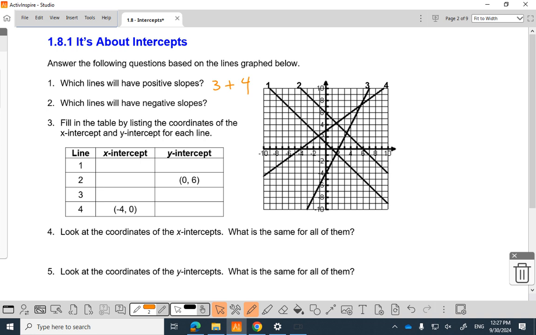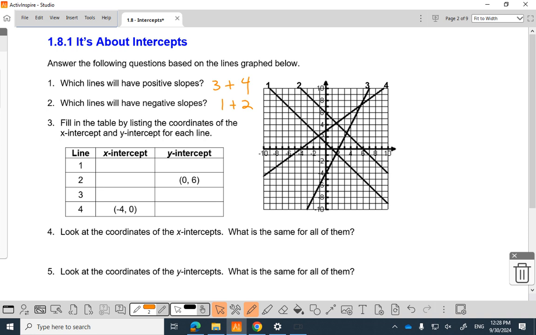So then which ones are negative slopes? Which ones are going downwards, left to right? 1 and 2, yeah. That's not exactly part of this lesson. It is, but it's another opportunity for me to keep bringing back old stuff so that we have our best chance of understanding everything that's going on.